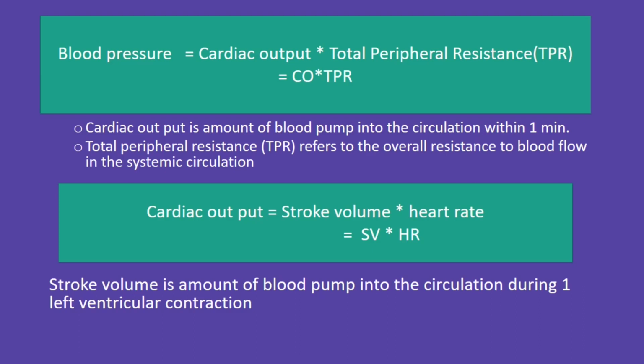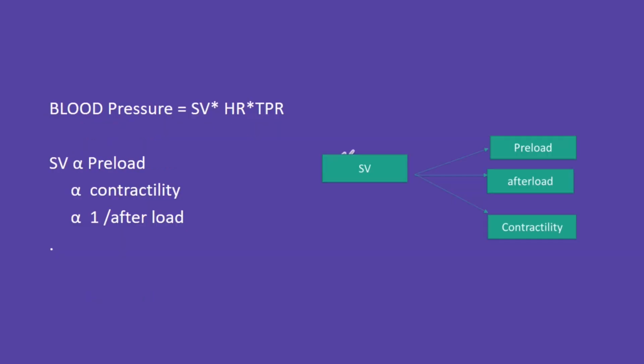Cardiac output is calculated as the product of stroke volume and heart rate. Stroke volume represents the amount of blood ejected from the left ventricle with each contraction, while heart rate is the number of contractions per minute. Stroke volume, a crucial component of blood pressure regulation, is influenced by several factors. Stroke volume, abbreviated as SV, represents the volume of blood ejected from the left ventricle during each contraction.